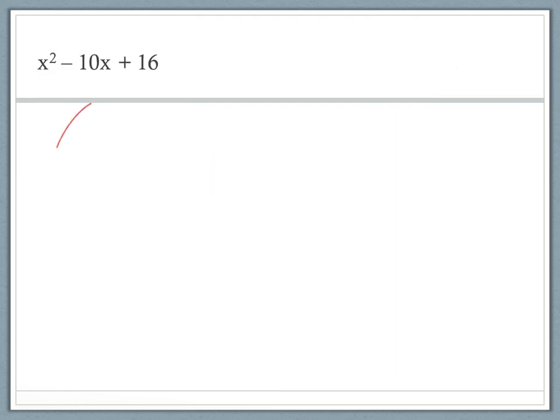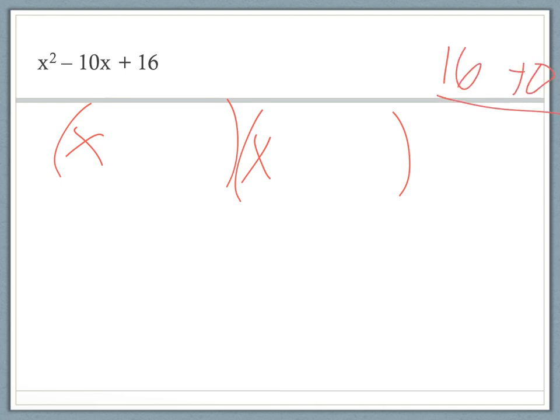Okay, let's set this one up. You have x and x, since that's x squared. Okay, so what multiplies to 16 and adds up to negative 10? Well, I have 1 and 16. Well, that gives me 17. We have 2 and 8. That gives me positive 10.